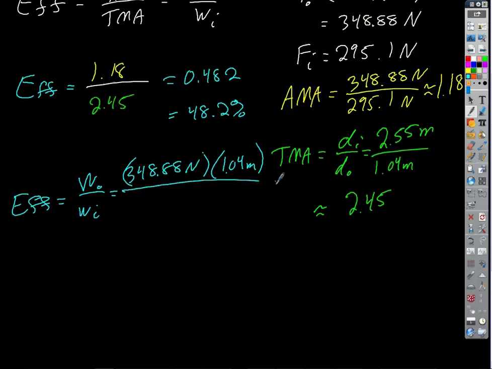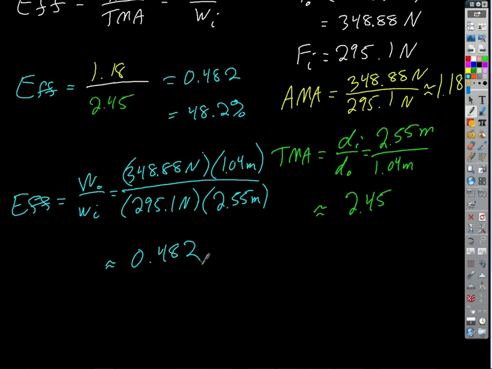Divided by input work: input force was 295.1 times input distance was 2.55. And we should get exactly the same thing if you do that, right? You can verify it, but either way. Make sense? That way it takes a lot less time. Yeah, I think it does too.